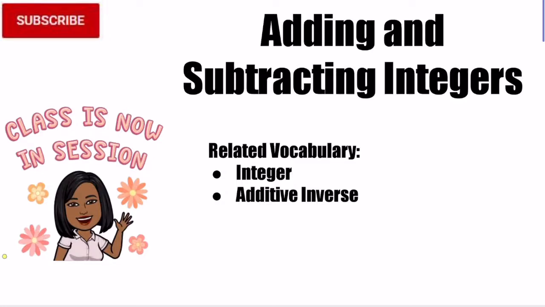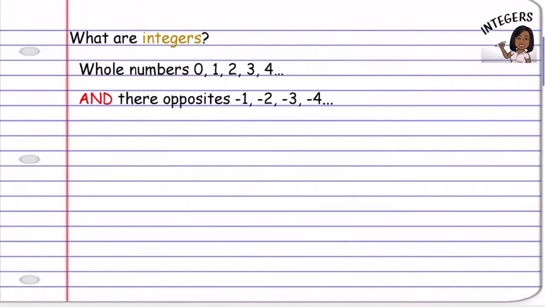Now let's begin class. Today's topic is adding and subtracting integers. What are integers? Integers are whole numbers like 0, 1, 2, 3, 4, and so on, and their opposites, -1, -2, -3, -4, and on to infinity.